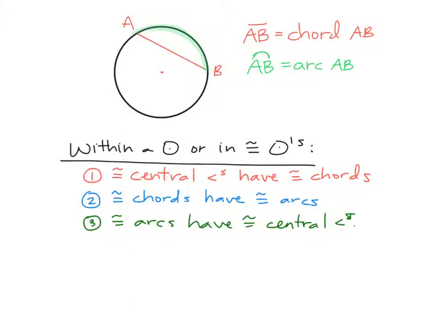With these theorems, the converses are also true. What's a converse? If I say if A, then B, what's the converse of that? If B, then A. So the reverse of all three of those is also true. If they have congruent chords, they also have congruent angles. If they have congruent arcs, they have congruent chords. If they have congruent central angles, they have congruent arcs. So you can say it every which way and it will be true.